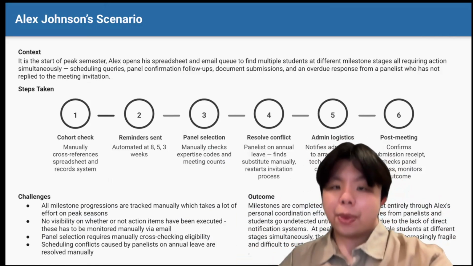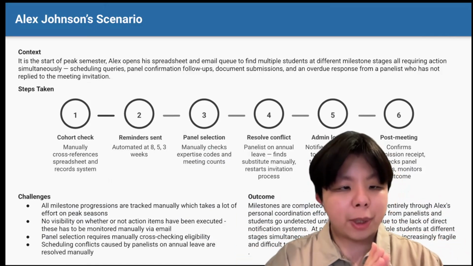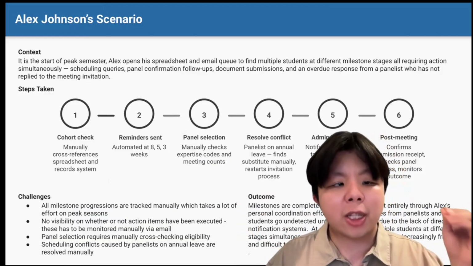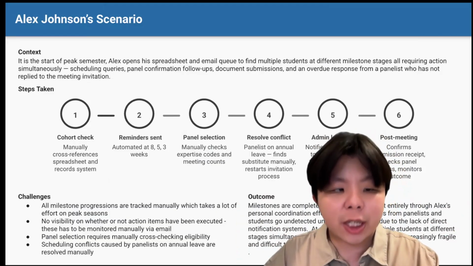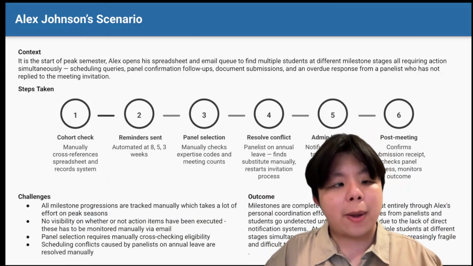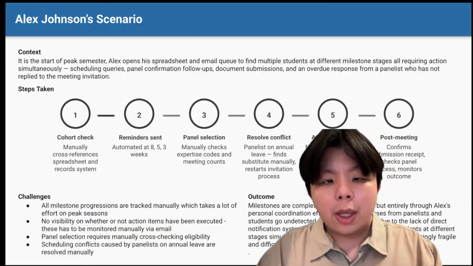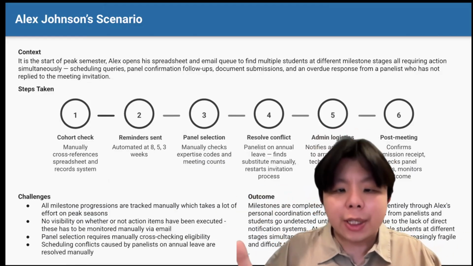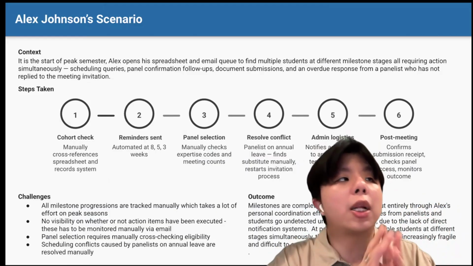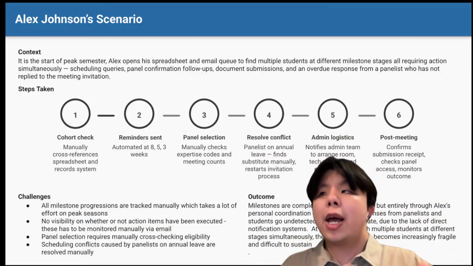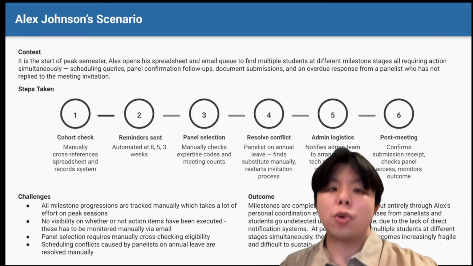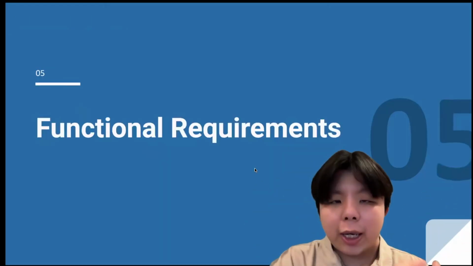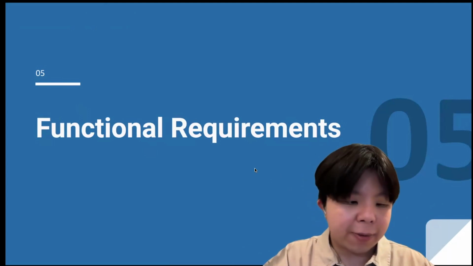And as mentioned earlier, the challenges that we face are basically that all milestones are tracked manually. There's no visibility on whether actions were executed. The panel selection has to go through manual cross-checking, and scheduling conflicts are resolved manually. So milestones are completed in the end, but again, at peak periods with multiple students and a lot of different processes that need to be done manually, it takes a lot of effort, in fact too much effort, for Alex.